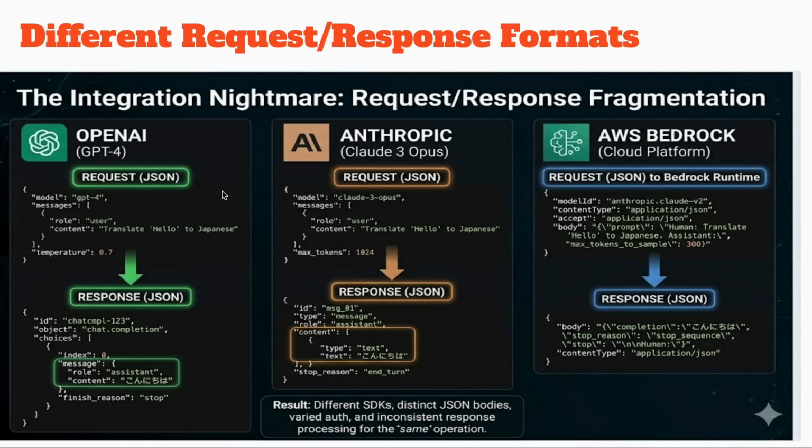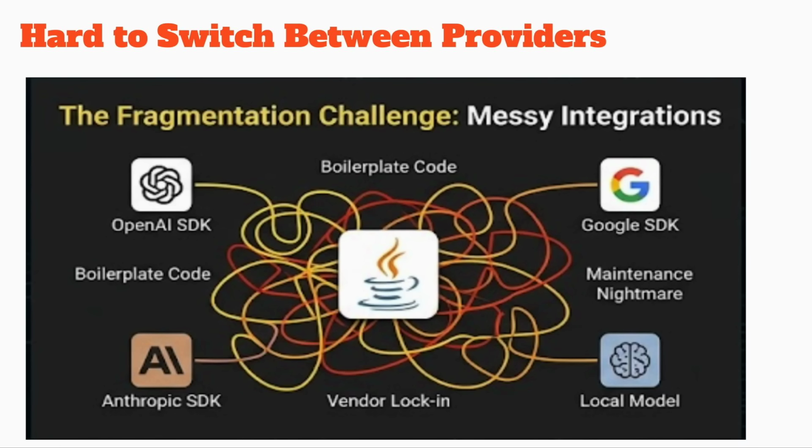So let's assume you have integrated with OpenAI and you want to switch to Anthropic. You don't just have to manage the endpoint. You have to rewrite your data models, change your authentication logic, and update your response handling, right? So this creates a massive vendor lock-in, making your application brittle and hard to maintain.